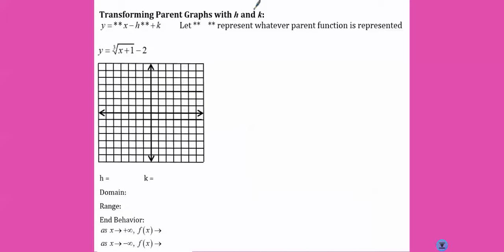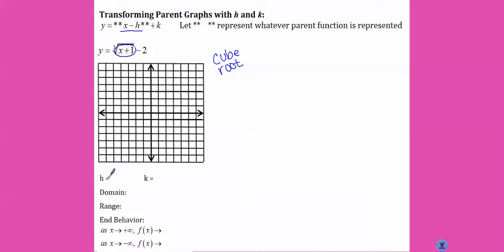When transforming parent graphs with h and k, it's going to look something like this: y equals star, x minus h, plus k. What these stars represent are the different functions that we learned about for the parent function. That symbol is going to be around the x minus h part. So if we look at our first example, y equals the cube root of x plus 1, minus 2, right here is the x minus h part, and the star was replaced by the cube root symbol. So the first thing we need to do is recognize that this is a cube root function.